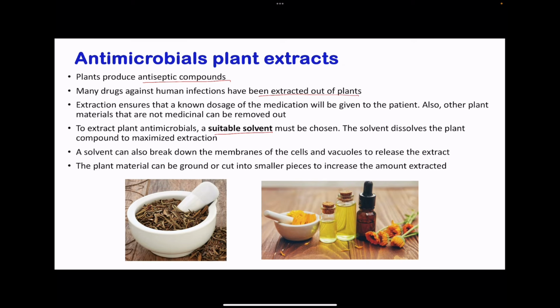The solvent must be able to extract as much compound as possible, meaning to maximize the extraction. The solvent could do this by breaking the membranes, this could be the vacuoles as well as the cell membranes, to cause leakage of the compounds out of the cells. During this process, grinding, mashing, cutting, and so on could occur in order to maximize the extraction process. So these are some of the methods or ways in which some of these are extracted out.